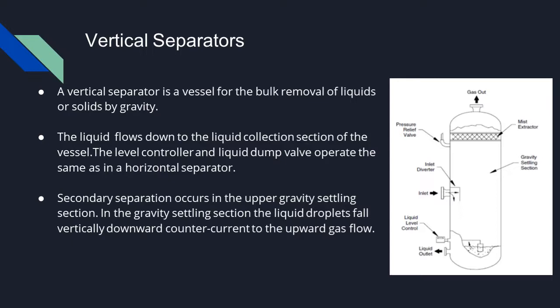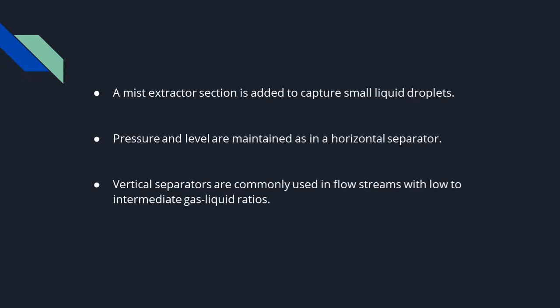In the gravity settling section, the liquid droplets fall vertically downward, countercurrent to the upward gas flow. Basically, we know that the liquid has the tendency to go downward, while the gas has the tendency to flow upwards. A mist extractor, as I told you earlier, which is present in the vertical separator, is added to capture small liquid droplets so that our liquid will not get wasted and does not go along with the gas.